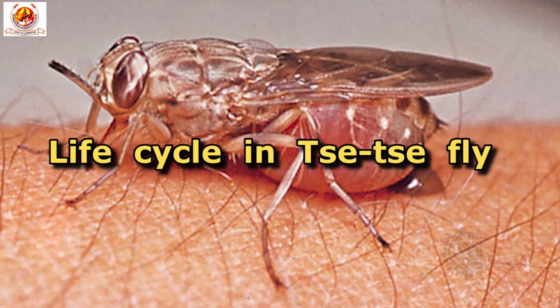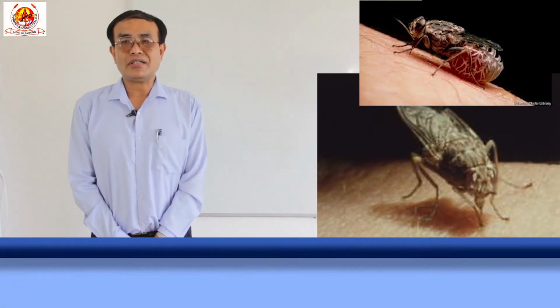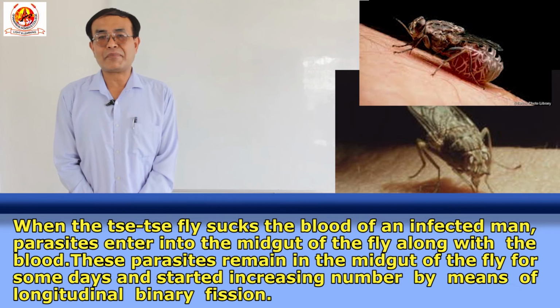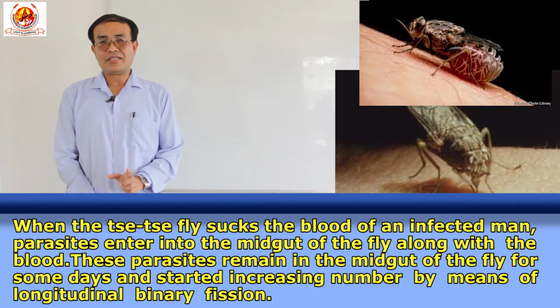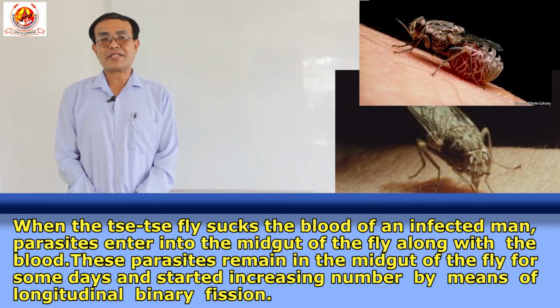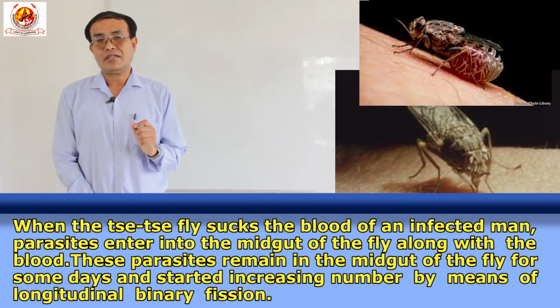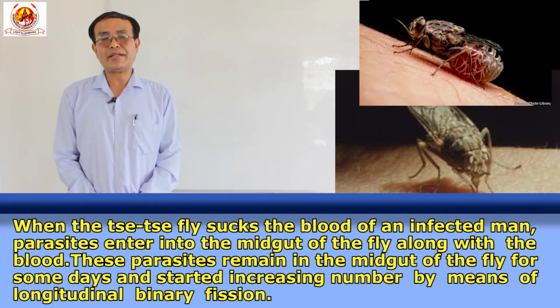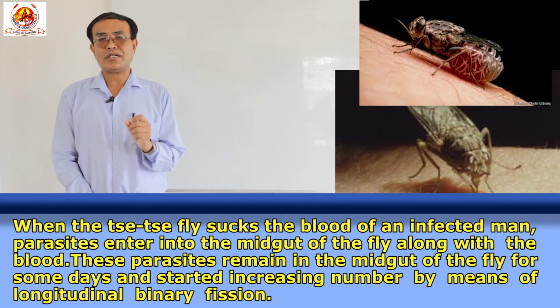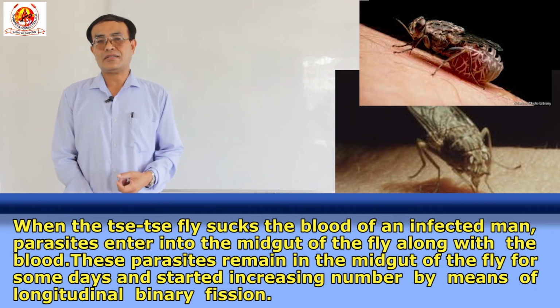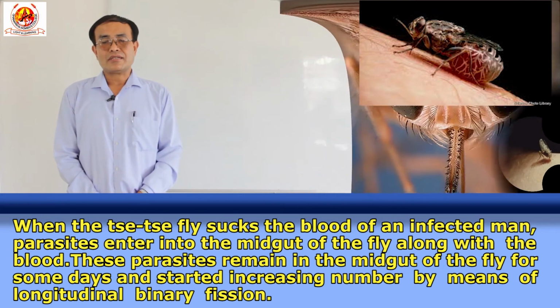Then the next part is the life cycle in the tsetse fly. When the tsetse fly sucks the blood of an infected man, the parasite enters the body of the fly, and it remains for some more time in the midgut of the fly, for some days. Then it starts increasing its number by one method, that is the longitudinal binary fission, and it increases its number enormously.